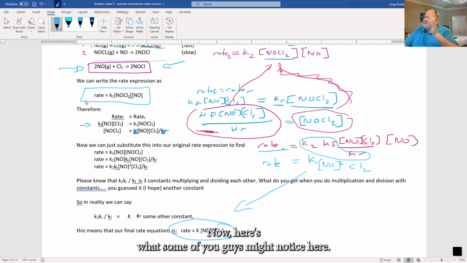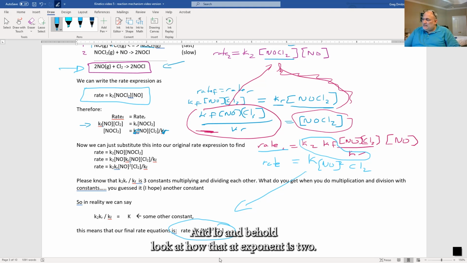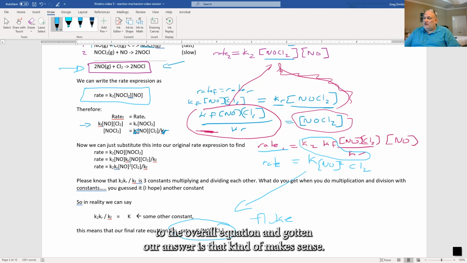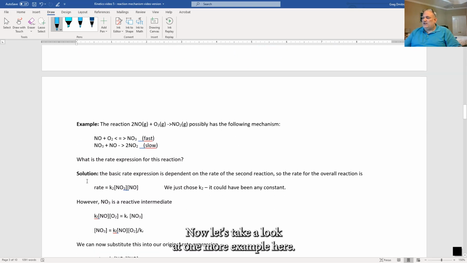Now, here's what some of you might notice. There's a 2 in front of the NO and there's a 1 in front of the Cl2, and lo and behold, look at how that exponent is 2 and this is 1. That is a fluke. Do not look at that and think, oh, we could have just jumped to the overall equation and gotten our answer. Does that kind of make sense? Yeah? Okay, now let's take a look at one more example here.